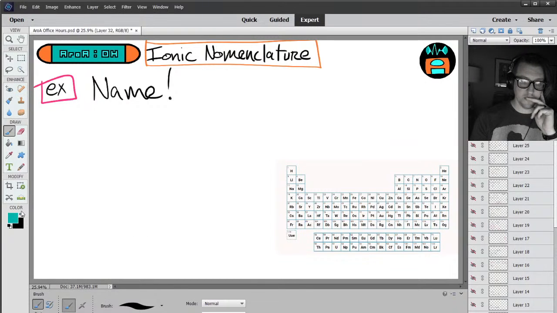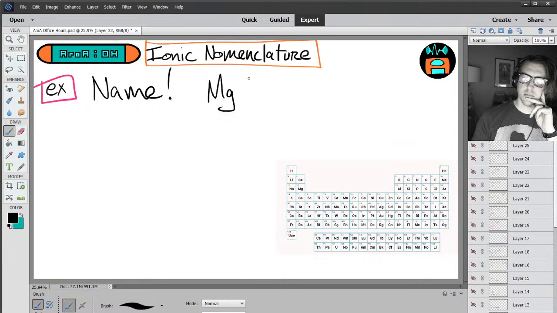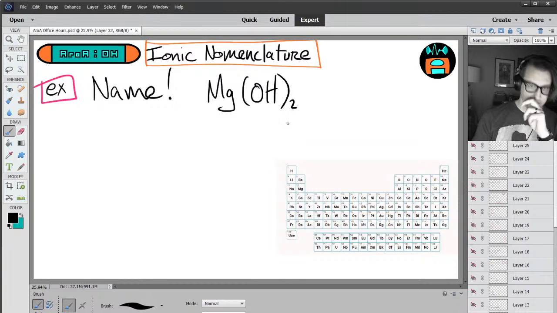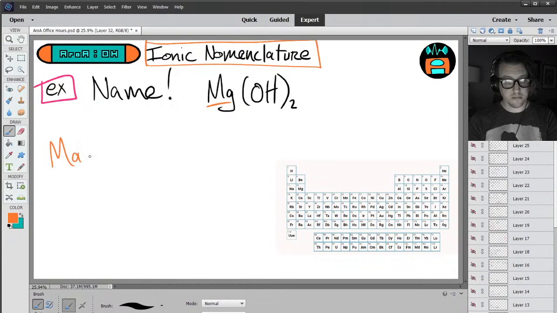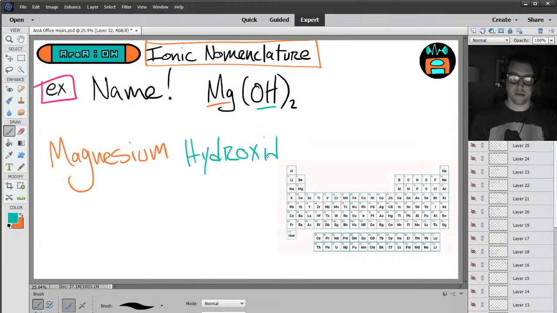Let's do an interesting one. How about Mg(OH)2. Let's name this guy. Our cation name is magnesium. Mg is magnesium. What about our anion name? Well, OH is hydroxide. So this is magnesium hydroxide.